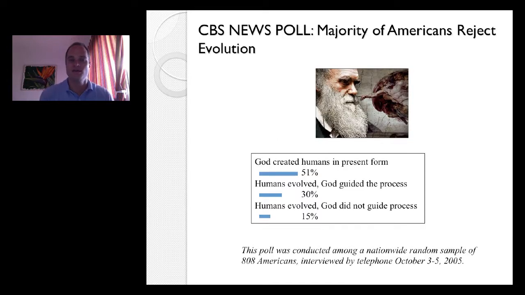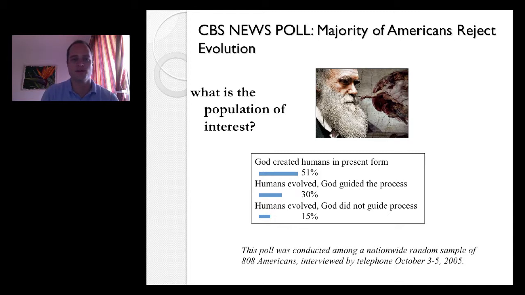So here's a CBS News poll way back in 2005. The headline is: the majority of Americans reject evolution. You see these three results. God created humans in present form: 51% of respondents say that. 30% say humans evolved, God guided that process. And 15% say humans evolved, God did not guide the process. The 51% that say God created humans in present form is extrapolated to that headline, the majority of Americans reject evolution.